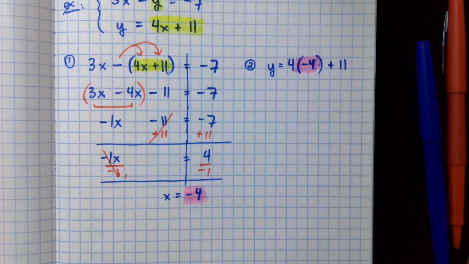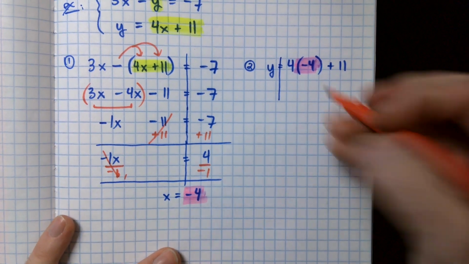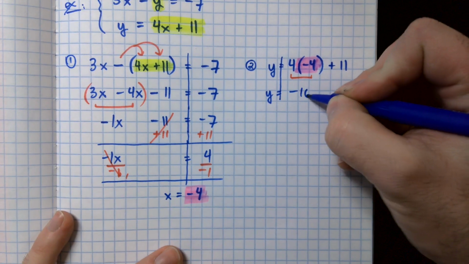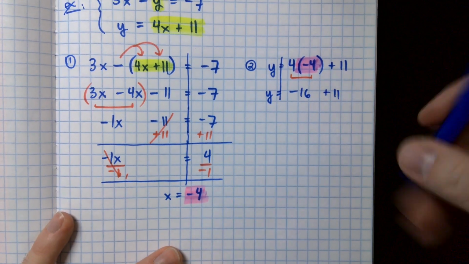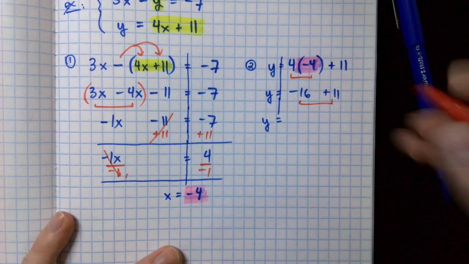This is real easy. This is 2 steps. What is 4 times negative 4? Negative 16. And what is negative 16 plus 11? Negative 5.